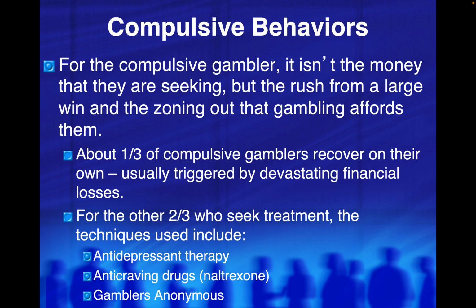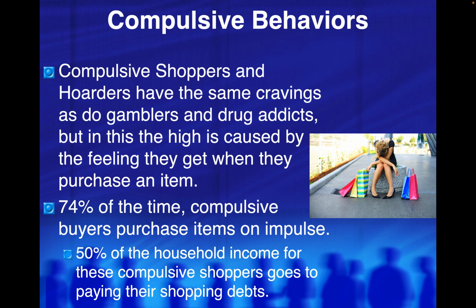course, Gamblers Anonymous. Compulsive shoppers and hoarders have the same cravings as do gamblers and drug addicts, but in this, the high is caused by the feeling they get when they purchase an item. 74% of the time, compulsive buyers purchase items on impulse. 50% of the household income for these compulsive shoppers goes to paying their shopping debts.